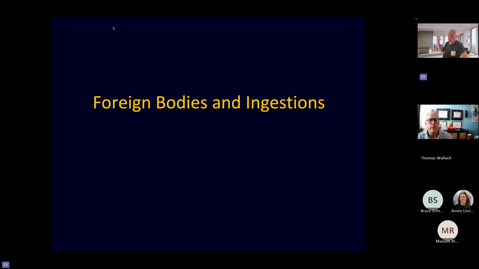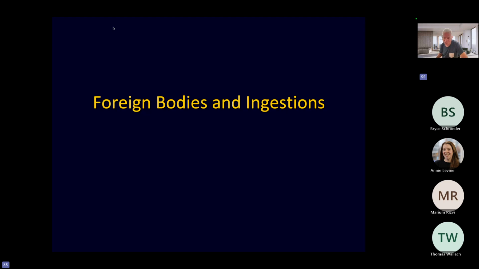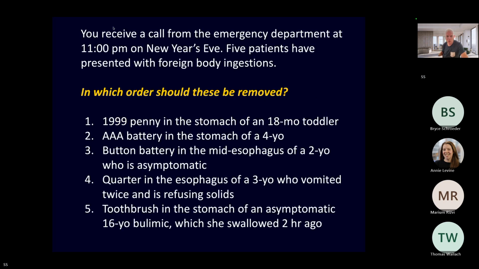So foreign bodies and ingestions, always the first lecture that I give every academic year, because 90% of our foreign bodies usually present in July for some, I don't know, reason. Maybe that's because it's a stress test. So we're going to talk about foreign bodies and ingestions and how we manage them and what the outcomes are. And so let's get right to it.